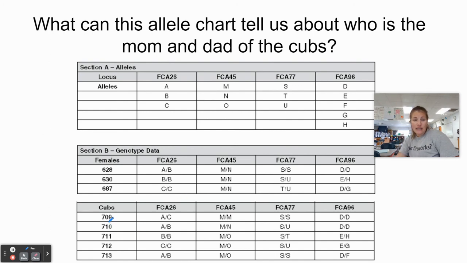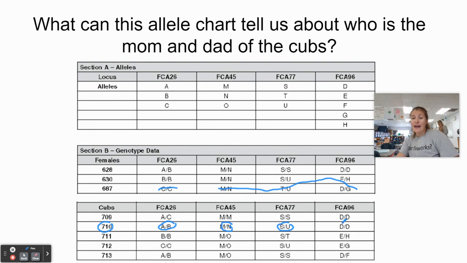So for example, if we take cub 710 and we're trying to figure out who the mom is, A or B, well, everyone except for this one could be the mom so far. But now we have to go to the next one, M and N. We already know this mom is not the mom, so we're going to cross it out all the way across. We still don't know, because both of these moms could have given an M or an N to this cub. So now we have to go to the next one. This cub has S and U. This mom could have given an S, or this one could have given an S or a U. So we still don't know which one the mom is.